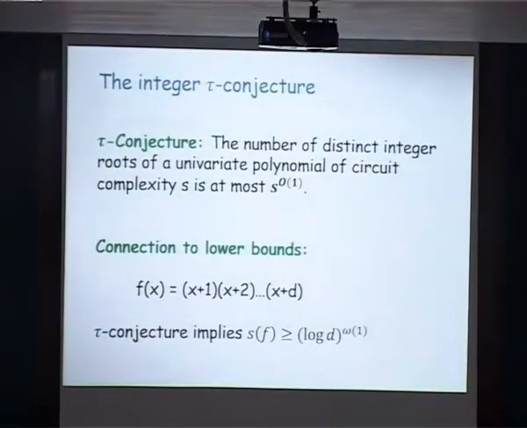Suppose it was true, then it immediately gives you a lower bound. Why is that? Consider this polynomial, (x+1)(x+2)...(x+d), just a product of d linear polynomials, all of whom have distinct integer roots, right? If you apply this here, you see that if this was true, then its circuit complexity must be super polynomial in log d.